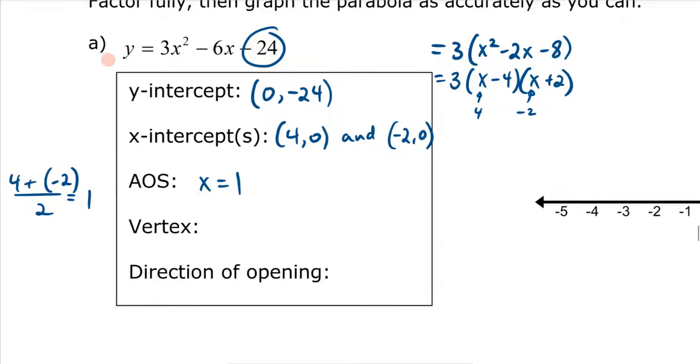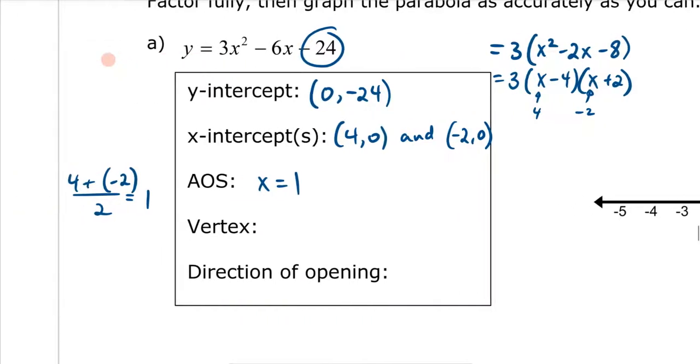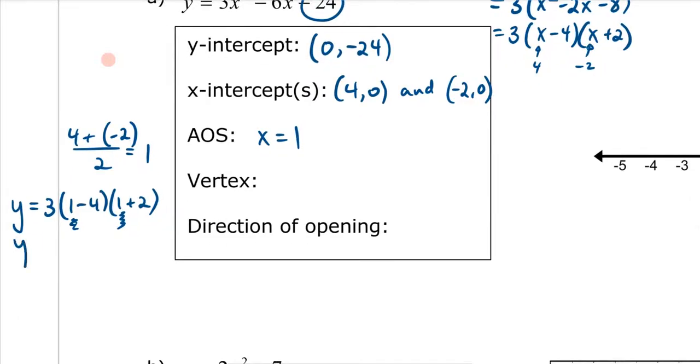And so my vertex, if you want the vertex, again, plug your axis of symmetry into the equation. So if I took the factored form, I could write 1 minus 4 and 1 plus 2. Just replace the x with that 1 from the axis of symmetry, and then evaluate. 1 minus 4 is negative 3, 1 plus 2 is positive 3. 3 times negative 3 times positive 3 is negative 27. So my vertex is going to be at 1 and negative 27.